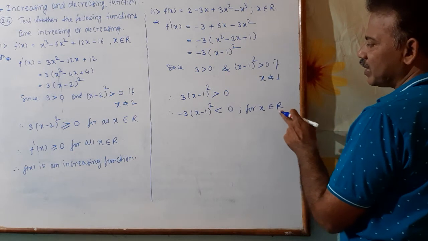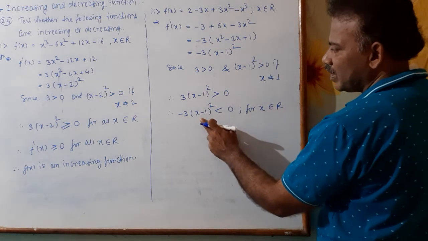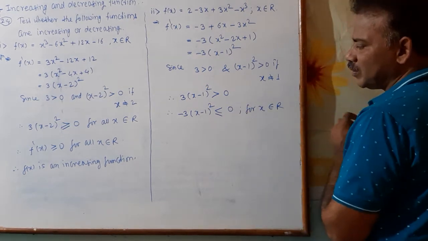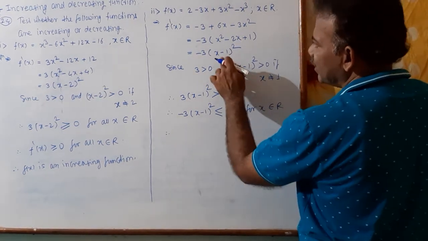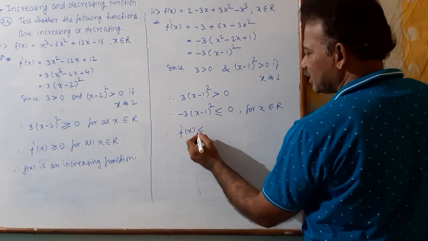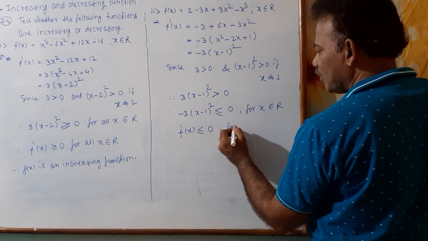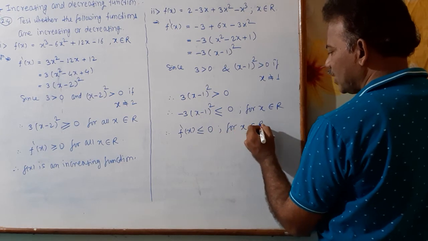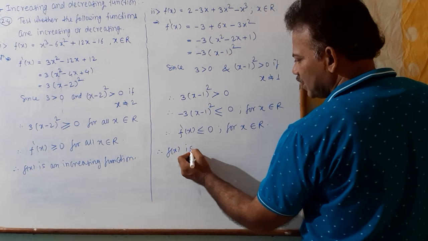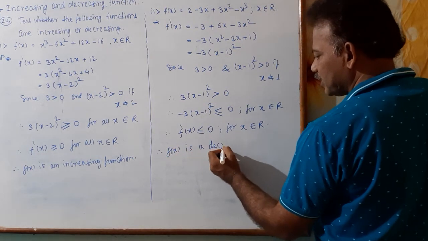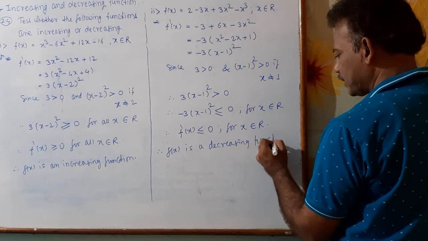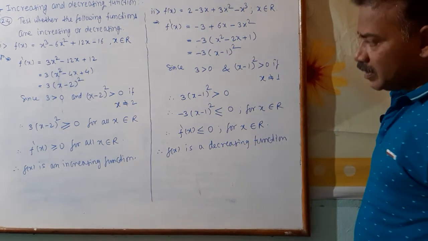x belongs to R means we can take x equal to 1. When we take x equal to 1, it will be 0. That means it becomes 0, that is less than or equal to 0, and therefore this right side is nothing but f dash x. So we get f dash x less than or equal to 0 for x belongs to R, and by definition this shows that the given function f of x is a decreasing function. Right?